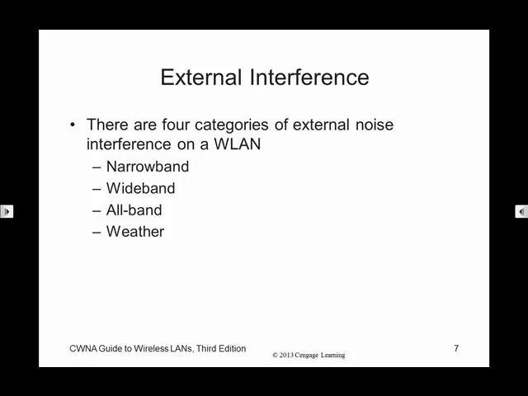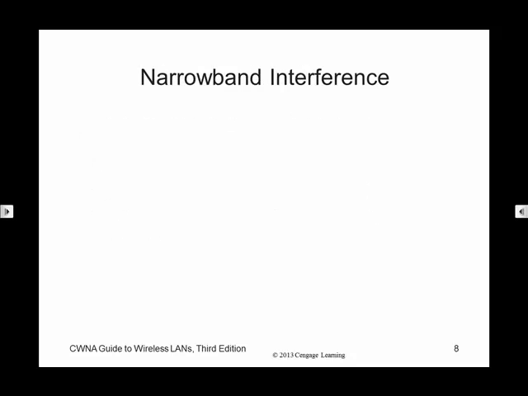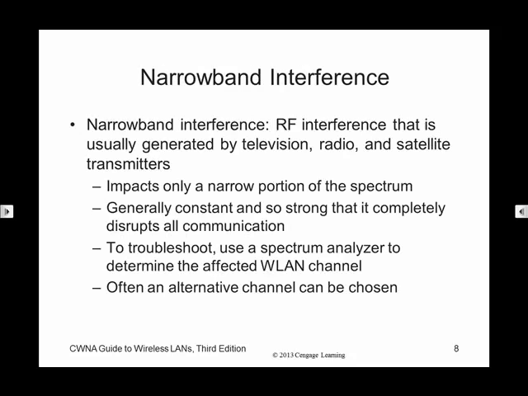And then weather, a lot of that is the atmospherics, how much moisture is in the air, what's the cloud cover, fog, those kinds of things will affect you. Depending on the frequency, thunderstorms, lightning can affect you. And lightning can affect you if it hits something, obviously, near your antenna. So narrowband, usually generated by television, radio, satellite transmissions, small bandwidth in the spectrum itself.